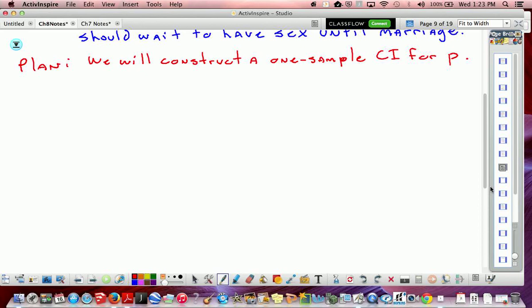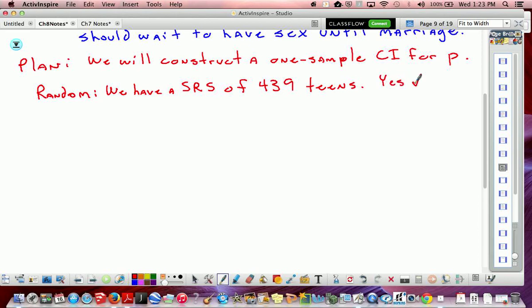So now I get to do all those steps. I got 3 things to check. Is it random? We have a simple random sample of, I believe it was 439 teens. That's correct. So in this case, yes, check. It was collected where we had a random sample, so that factors out a lot of bias. Good.